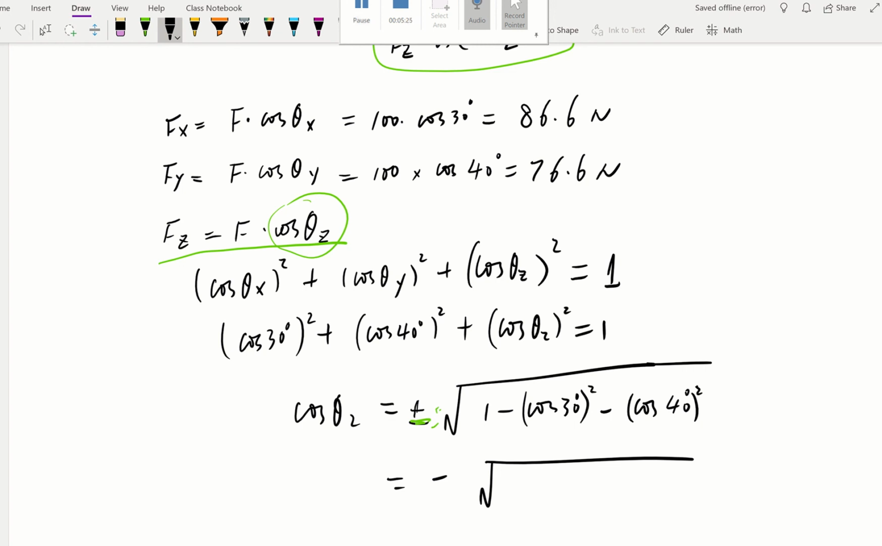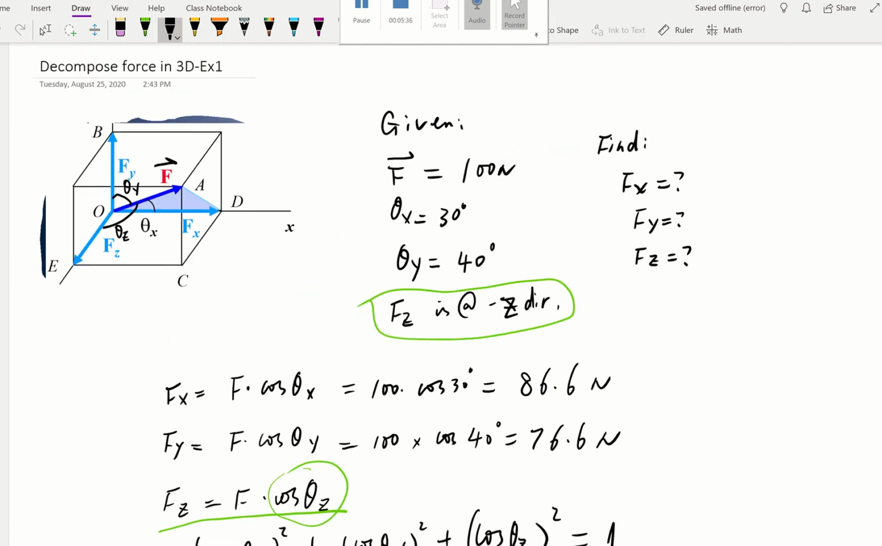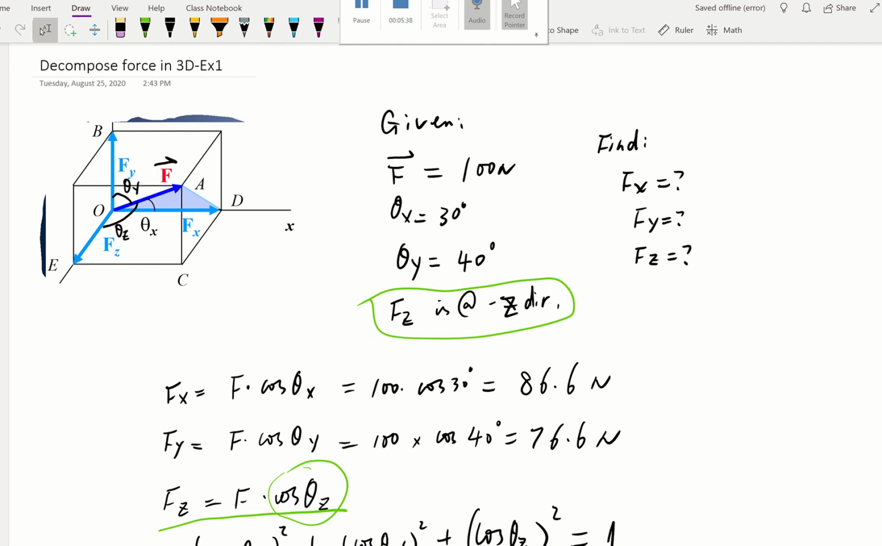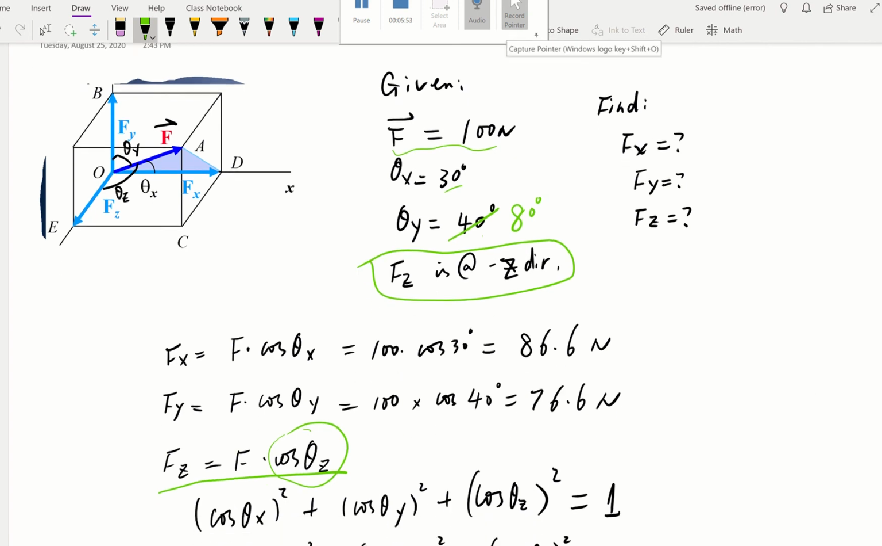So, it's my fault. I just realized this number doesn't work because if you do the math, it's going to be a negative value under the root. So my angle is not valid. In other words, in reality, there's no way you can decompose the force with angles of 30 degrees and 40 degrees for x and y. So I'm going to change that now to 80 degrees. How would that change my answer for Fx? It doesn't change. That's still okay.